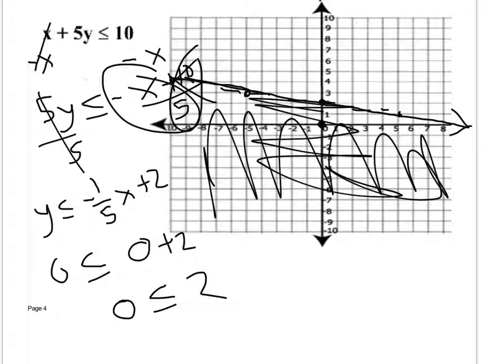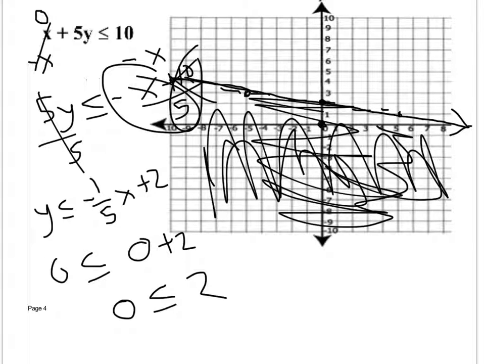Now, could I plug 0, 0 into the top one that we started out with? Do you think it's going to matter? No. What is 0 plus 0? 0. Is 0 less than or equal to 10? Yes, so this is the side of the graph. Okay? Everybody with me? So it doesn't matter if you use this equation or this equation. If you got this wrong, then you're going to be wrong anyway. Any questions?